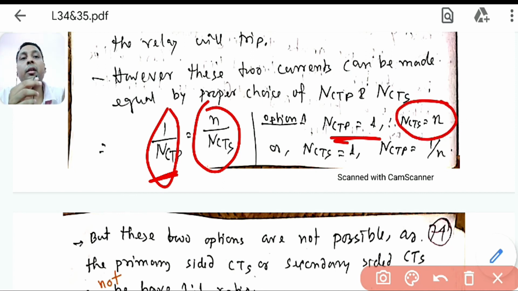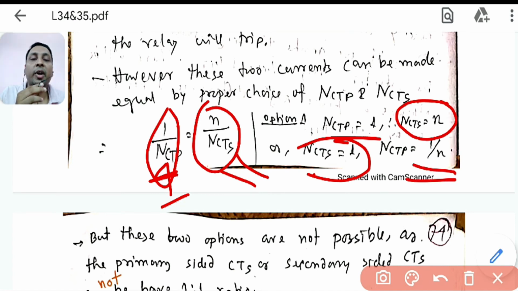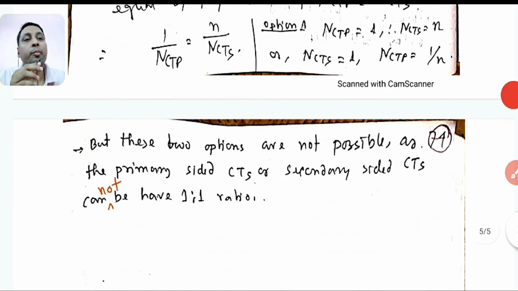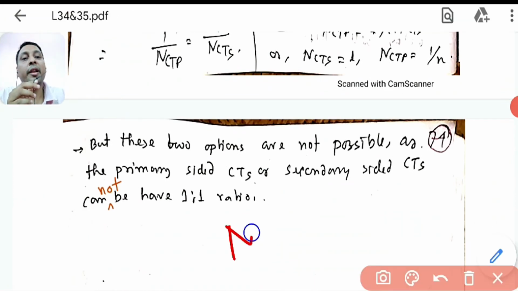If it is 1, then you can calculate. If it is 1, then it is 1, and then it is n if you take that side. One can think, no sir, I will make this one 1, so this one will be 1 by n. But both these options are not feasible. Why? Because if you are saying NCTP is 1, what is the ratio in the primary side CT?